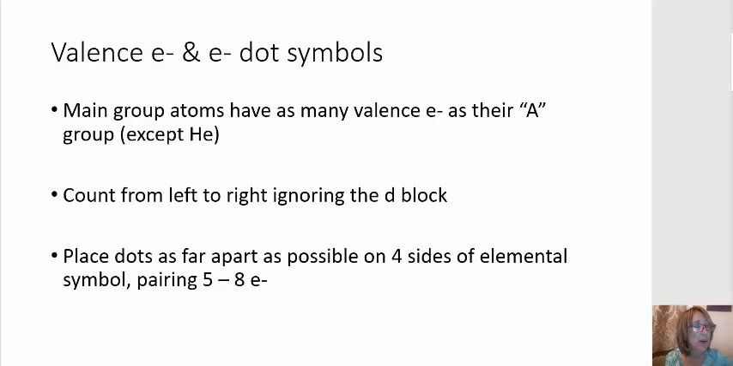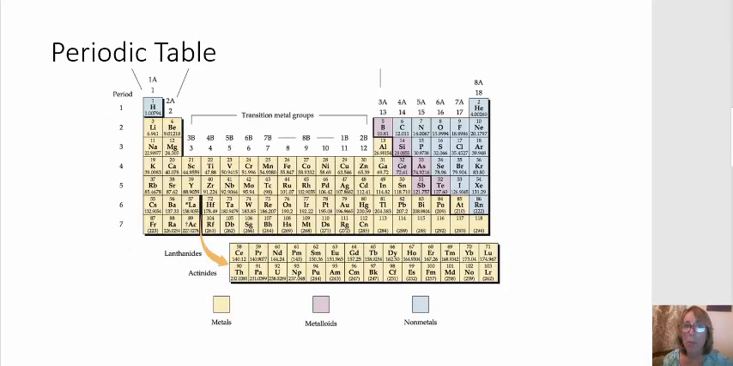Valence electrons are very, very important. Valence electrons are the electrons that actually engage in chemical reactivity. And we're going to use the periodic table to determine the number of valence electrons for a given main group atom. So it's really important that you can figure that out.